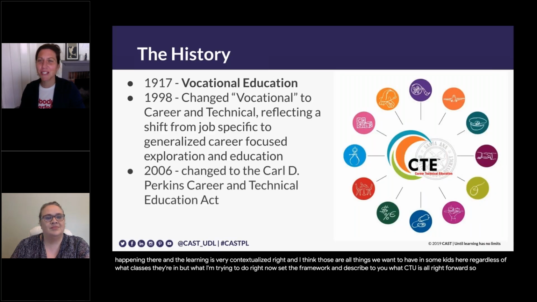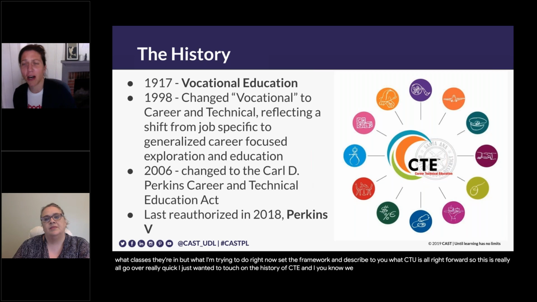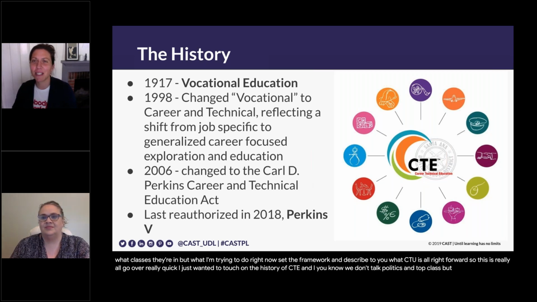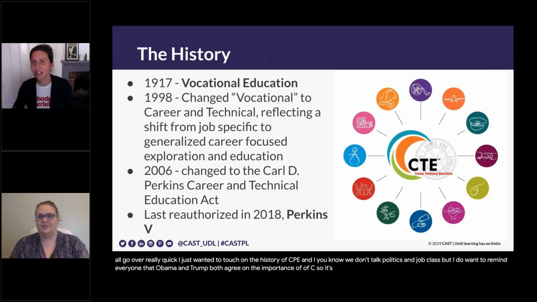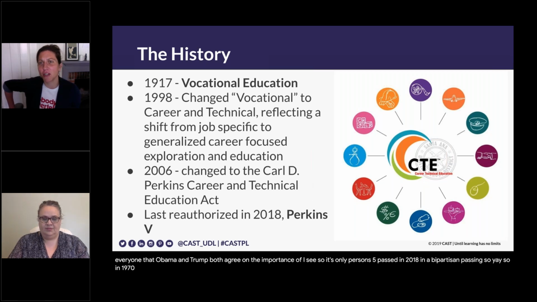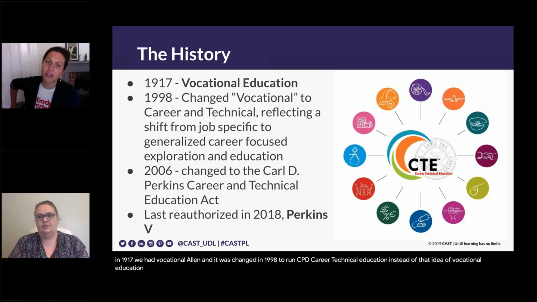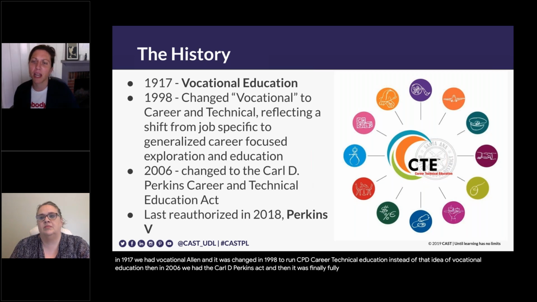I'll go over this really quick. I just wanted to touch on the history of CTE, and we don't talk politics in CHOP class, but I do want to remind everyone that Obama and Trump both agree on the importance of CTE. When Perkins 5 passed in 2018, it was a bipartisan passing. So yay. In 1917, vocational education was actually created, and it was changed in 1998 to reflect CTE, career and technical education, instead of that idea of vocational education. Then in 2006, we had the Carl D. Perkins Act, and then it was finally fully reauthorized in 2018.